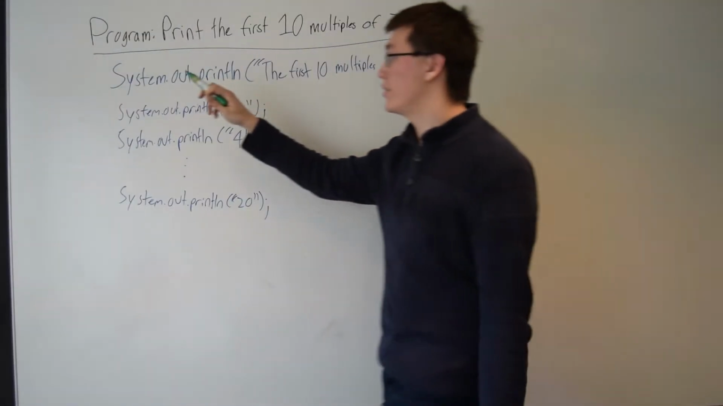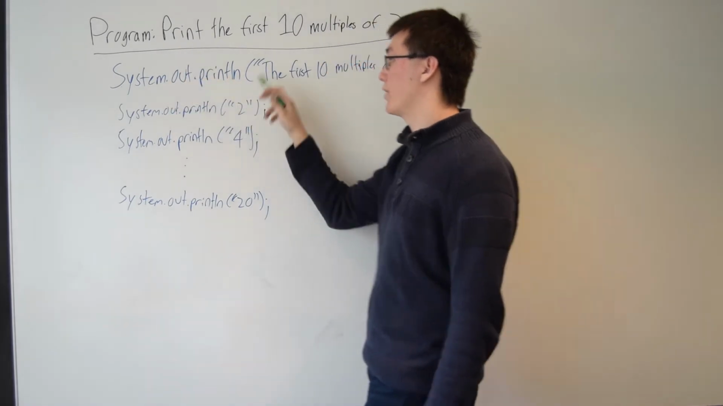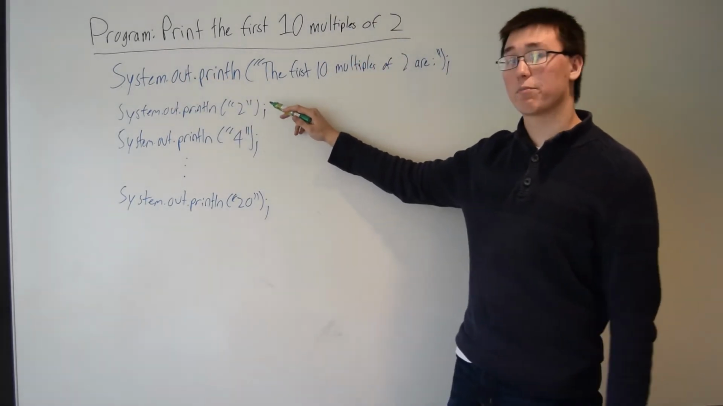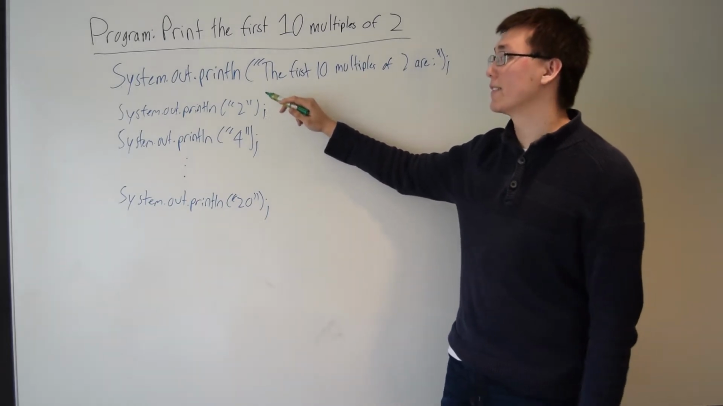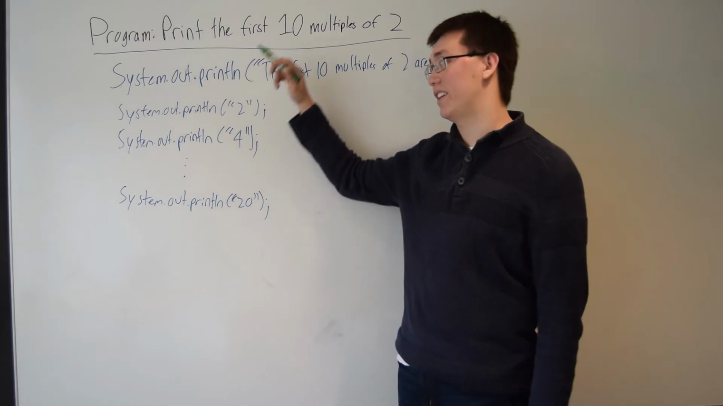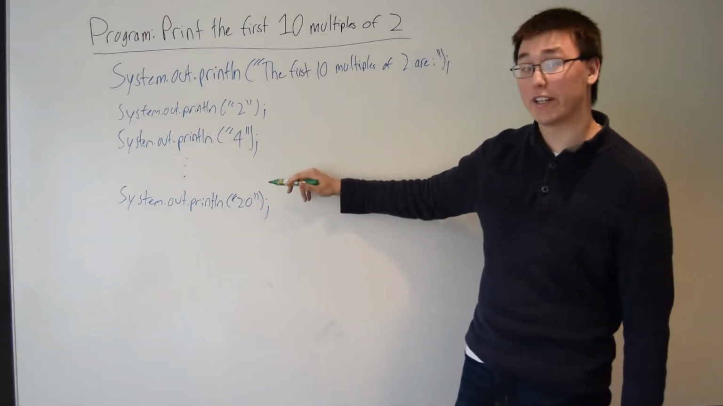So the first thing we're going to do is we want to say system.out.println, the first 10 multiples of 2 are, and then we're going to proceed with printing out the multiples of 2. So we want to say system.out.println 2, system.out.println 4, system.out.println all the way to 20.